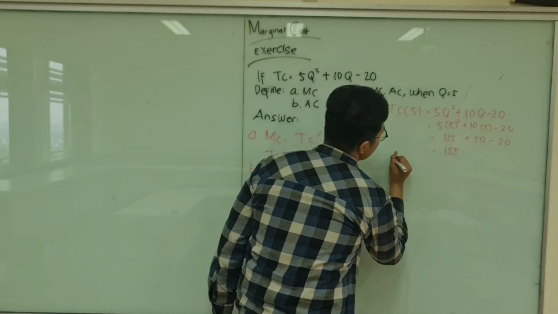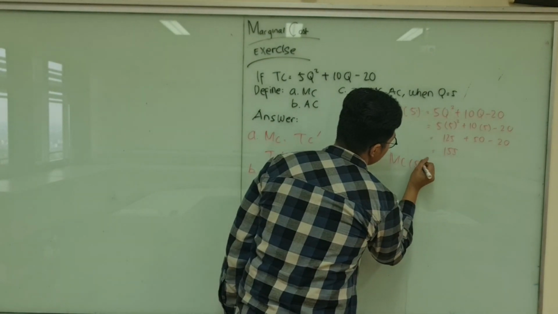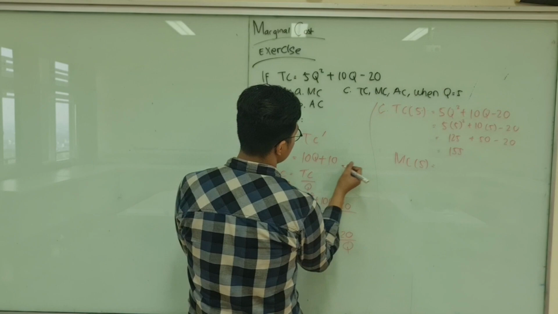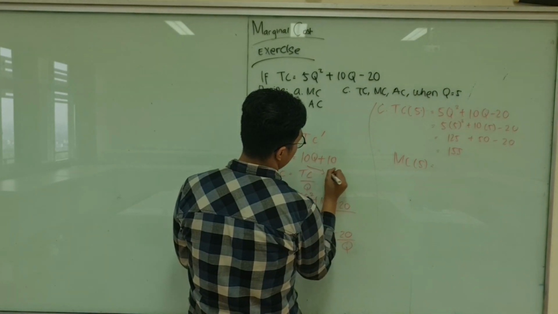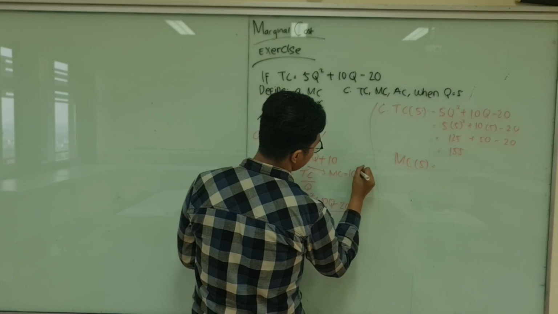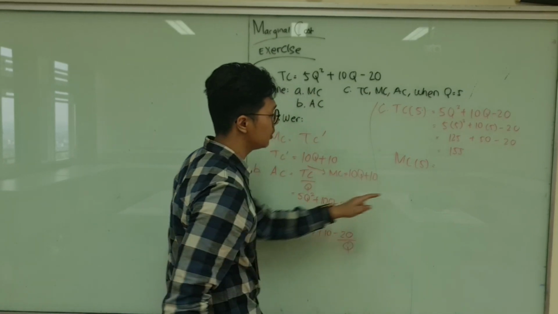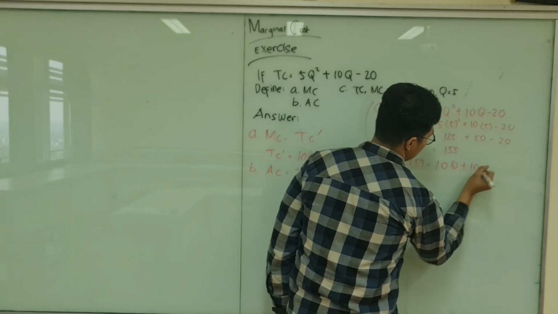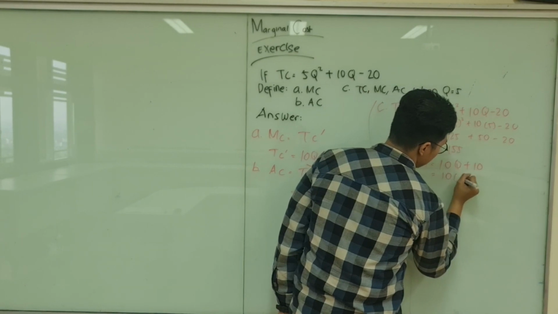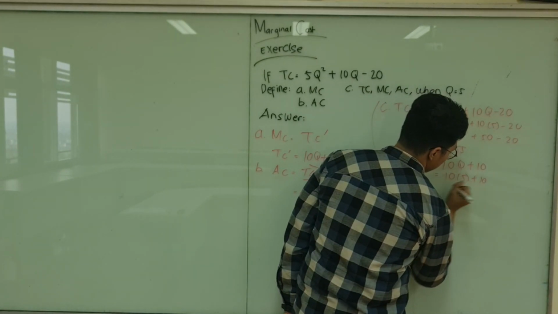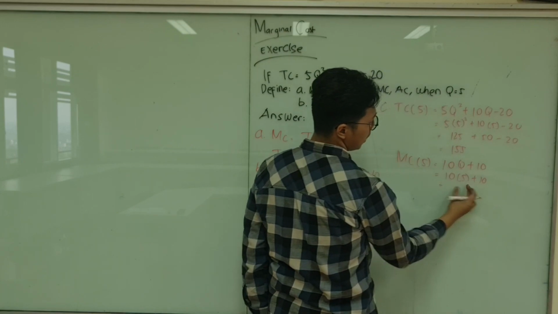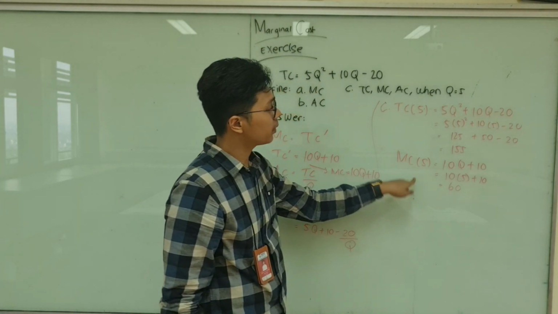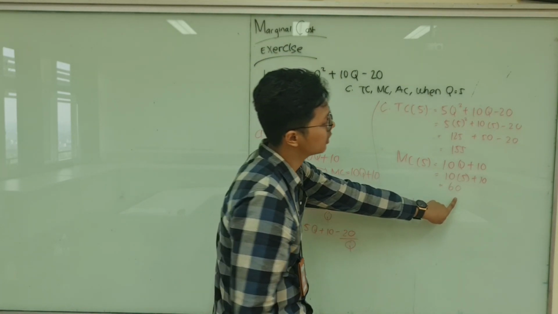The MC, if Q is 5, so we move to the MC equation. Here, MC equals 10Q plus 10. So we substitute the 5 for Q, plus 10, equals 50 plus 10, which is 60. So the cost we need to produce the fifth product is 60.